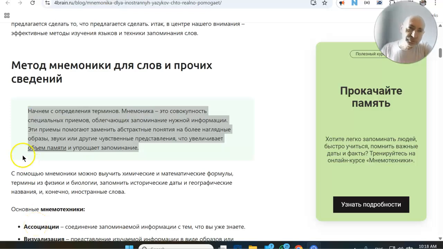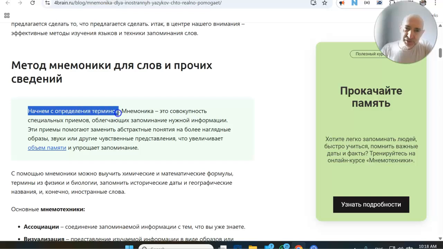Okay, so let's start. Начнем с определения терминов. Начнем с, that's an expression meaning let's start with. Определение comes from определение, which is definition. Терминов, terms. Therefore, начнем с определения терминов would mean let's start with the definition of the terms.